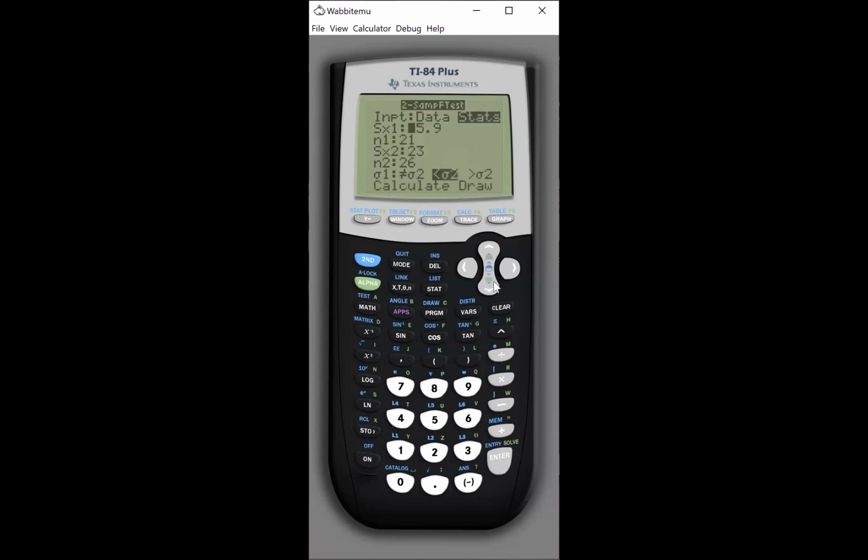All right, so for stats, we'll put S1, which is 8.6, N1, which is 21, S of X2, which is 84.64, N2, which is 21. And then make sure you put not equal to, then go to calculate. 73.96.